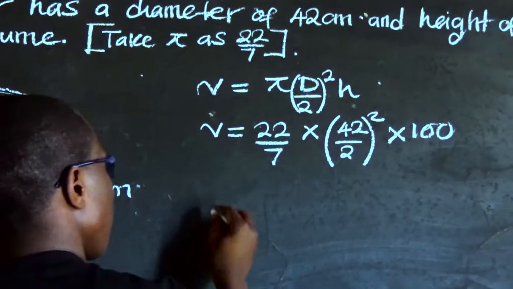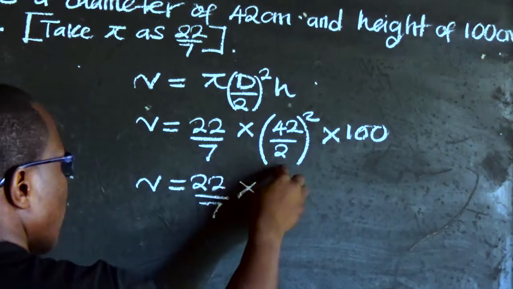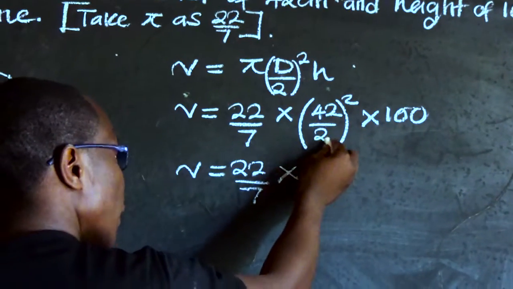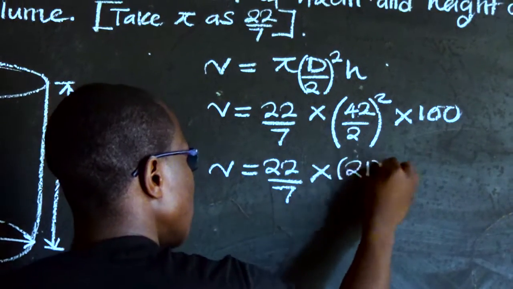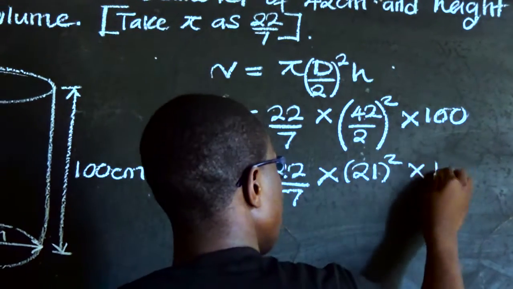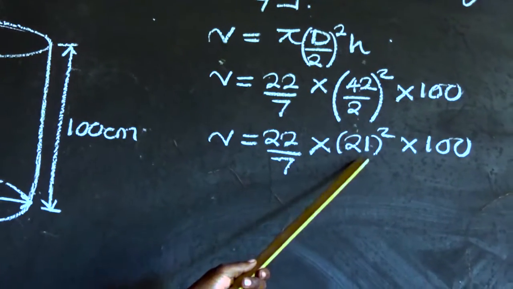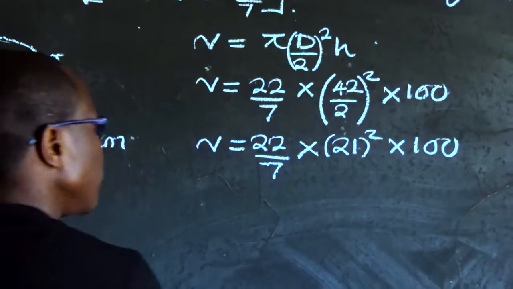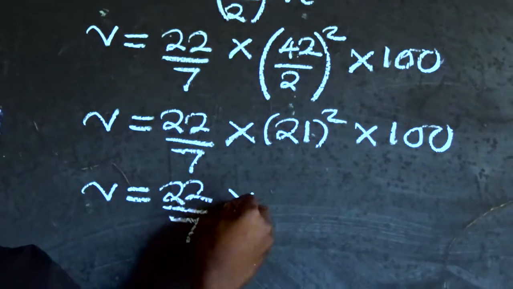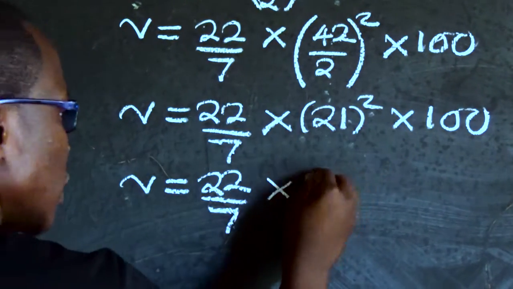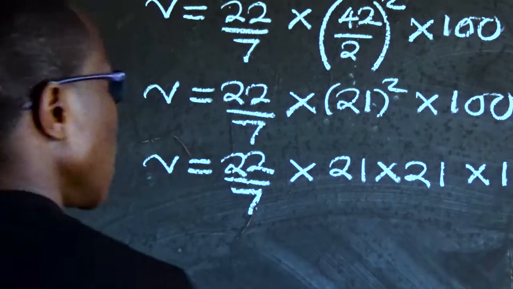Yes. So in this case, you say volume is equal to, you maintain 22 over 7 multiplied by, you can now divide. Okay? 2 into 42 is what? 21. Are we together? Yes. So we're going to have 21 squared, times 100. Have you seen? I've said 2 into 42 is 21. Okay? 21 squared. Are we together? Yes. Then you say volume is equal to 22 over 7 times 21 squared, which is the same as 21 times 21, times 100. Are we together?